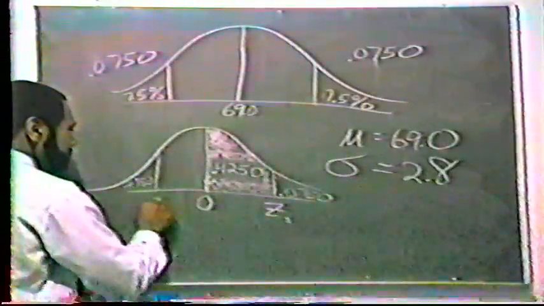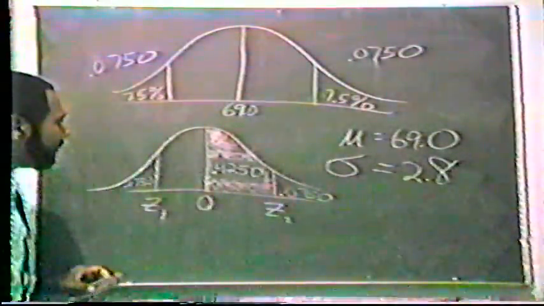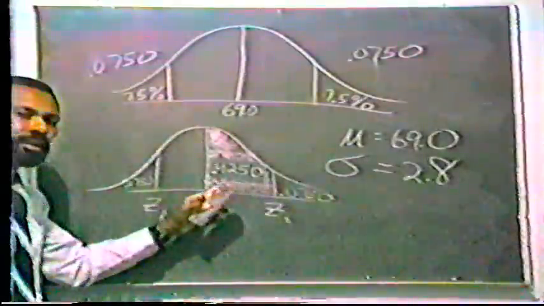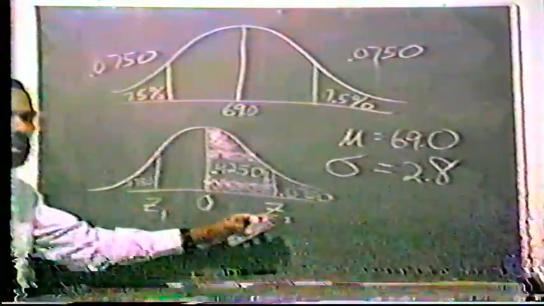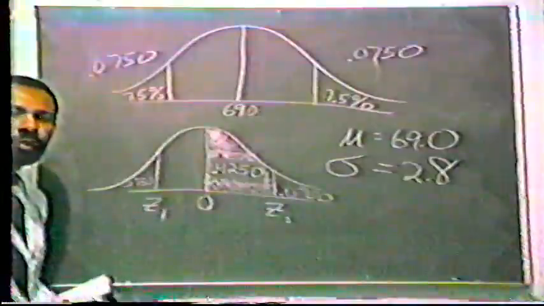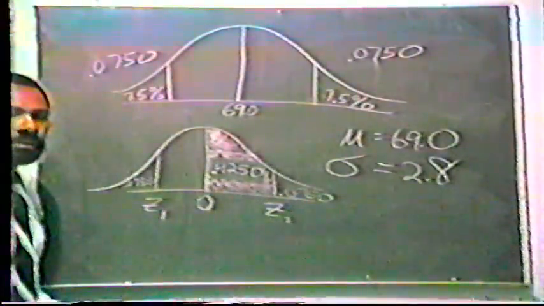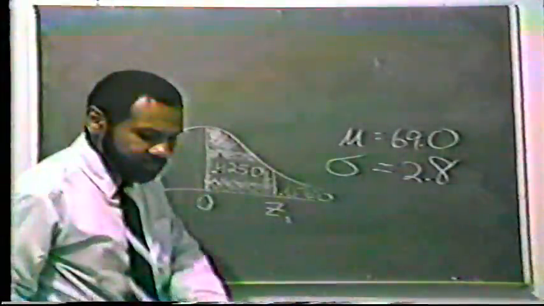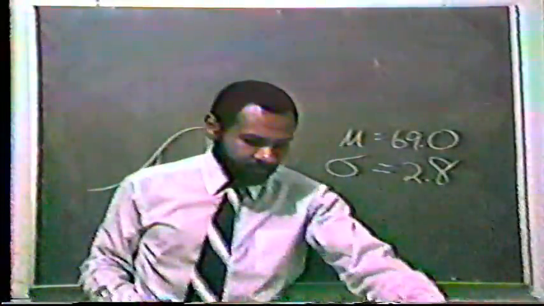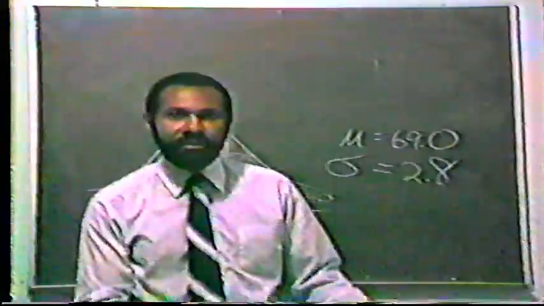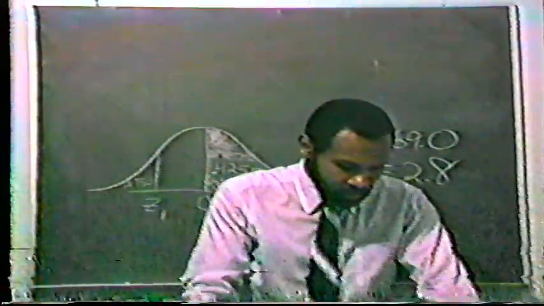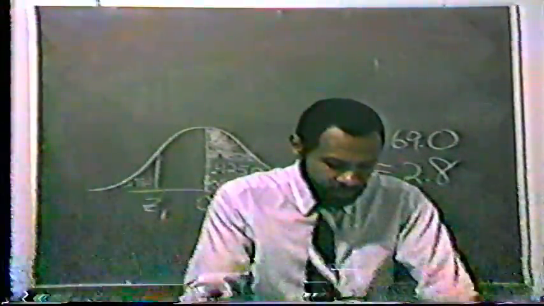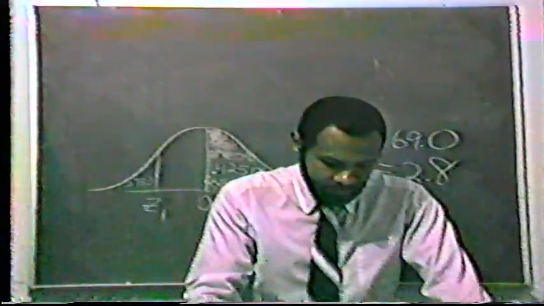Now that we have the area between the mean and the z-score, we can use table A-2 to get the z-score. So now we go to table A-2 on page 720. Let's open our textbooks to table A-2 on page 720, standard normal distribution.